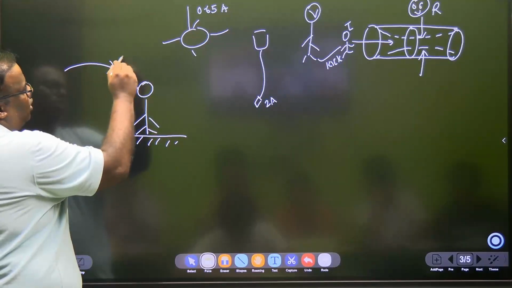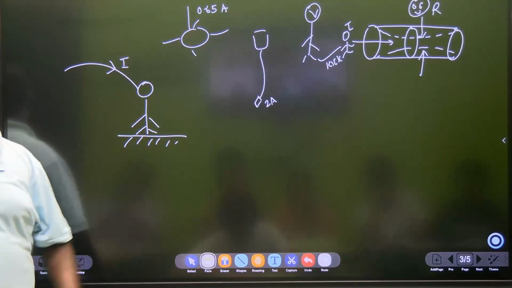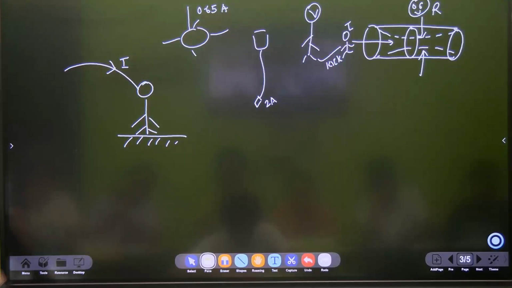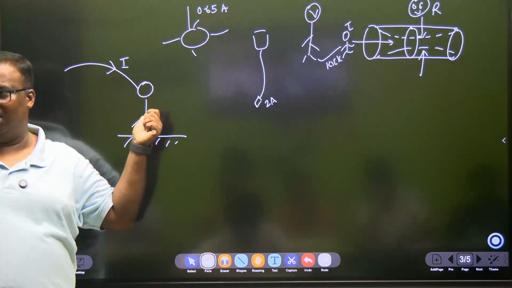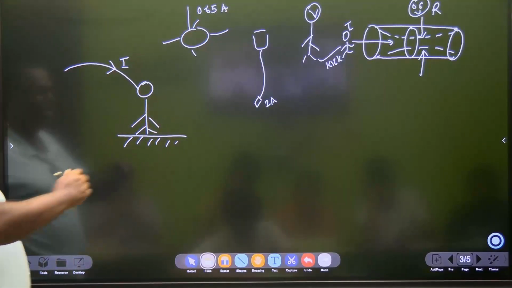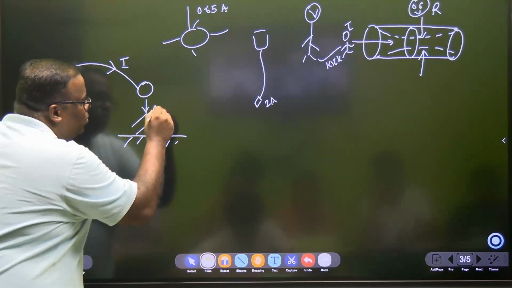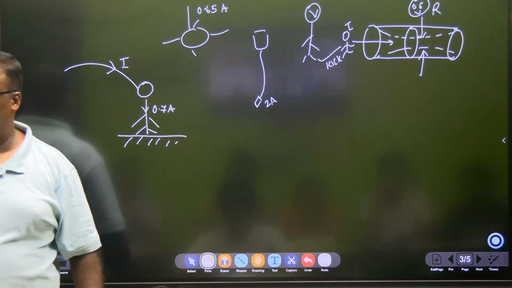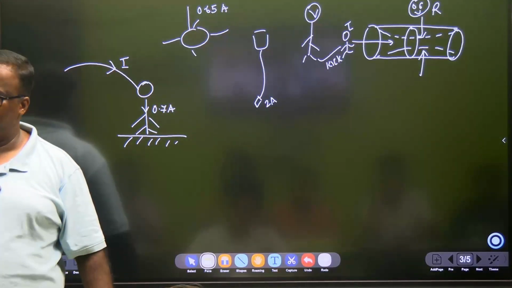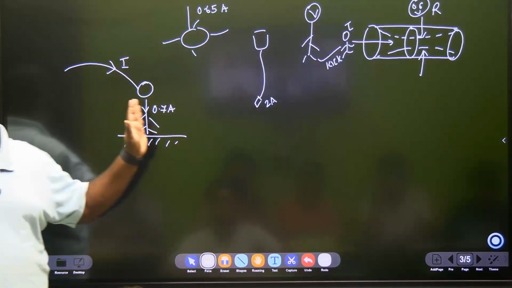There is a particular amount of current which is trying to go through your body, right? 0.65 goes through your body and you are dead. That means I can say that you died when 0.7 ampere was going through your body. It is a truth, right? At this condition, we are dead.